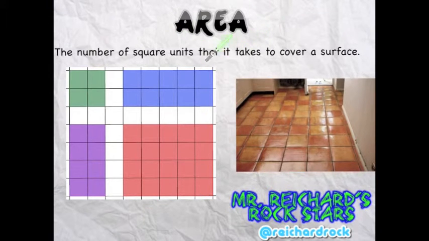Guys, let's work on some area. So the true definition of area is the number of square units that it takes to cover a surface. And the best example that I could possibly give you is to look in your kitchen or the bathroom or somewhere and look at the number of tiles that is covering that floor. In this picture, this is a kitchen floor, and each of these square units, each of these tiles added together would give us the area.